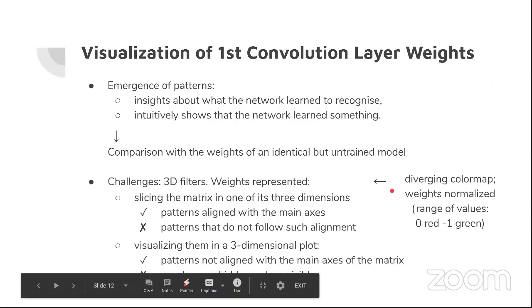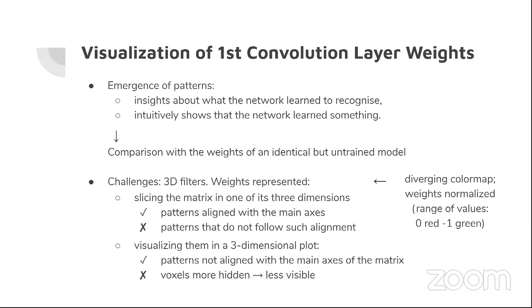Hello everybody. So we visualize the first convolution layer weights. Why? Because once we have a model, the emergence of patterns inside the weights can give us insight about what the network learned to recognize, and also it can intuitively show that actually the network learned something. In order to do so, we compared the weights of a trained network with the weights of an identical but untrained model that thus has random weights.